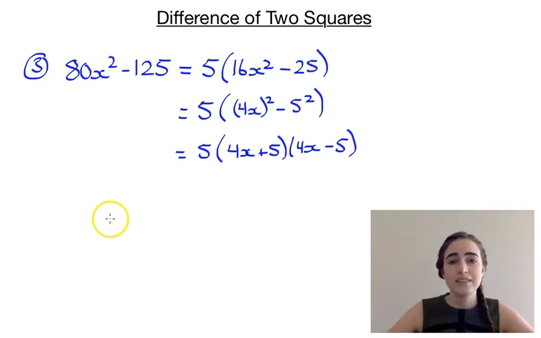So it's important to remember that the first thing you should always look at when you're trying to factorise something is to see whether it has a common factor. So there's 3 examples of factorising using the difference of two squares.